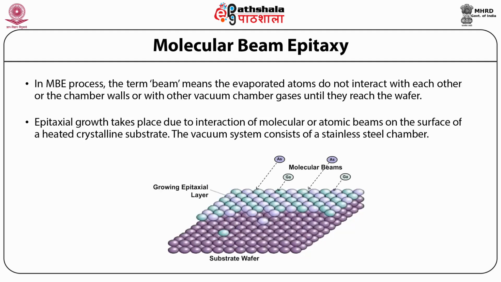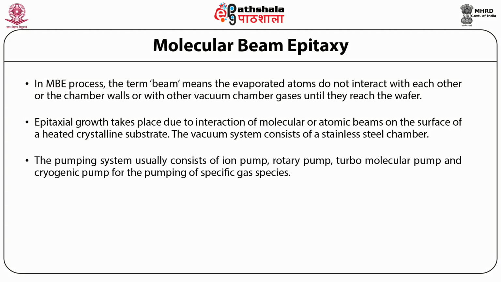The vacuum system consists of a stainless steel chamber. The pumping system usually consists of ion pump, rotary pump, turbomolecular pump and cryogenic pump for the pumping of specific gas species. Ultra-high vacuum is used to obtain sufficiently clean epilayer.